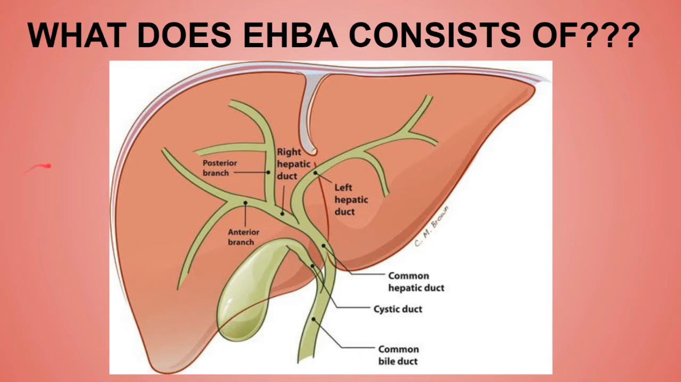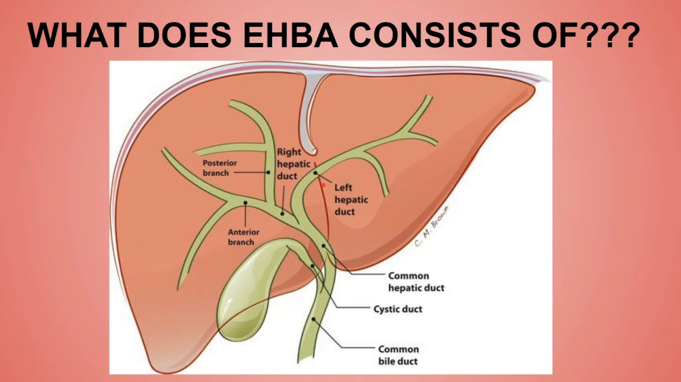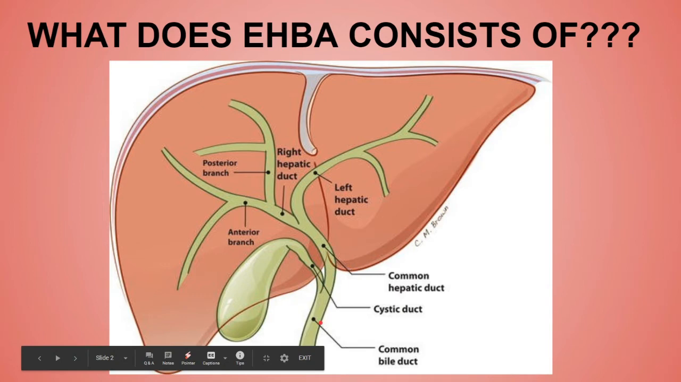That is, first of all, this over here, as you can see, this is the right hepatic duct and the left hepatic duct, and both of these merge and form the common hepatic duct. The gallbladder, the cystic duct of the gallbladder, and the common bile duct. So right and left hepatic ducts, common hepatic duct, gallbladder, cystic duct, and the common bile duct. You may know that the cystic duct and the common hepatic duct merge and form the common bile duct.